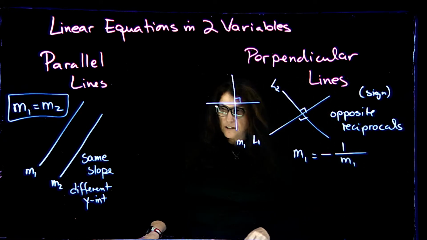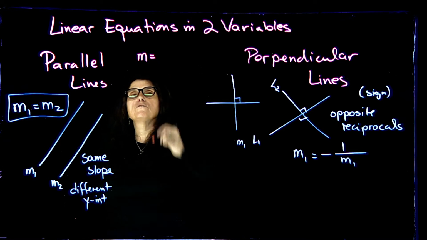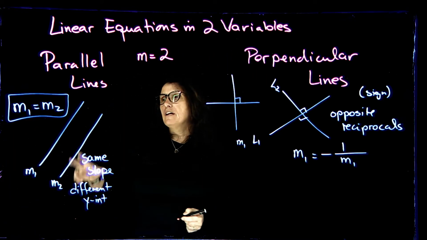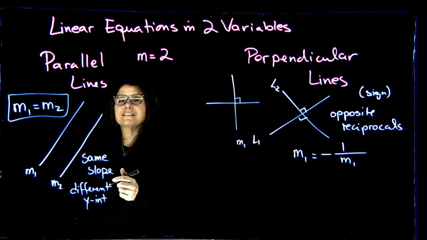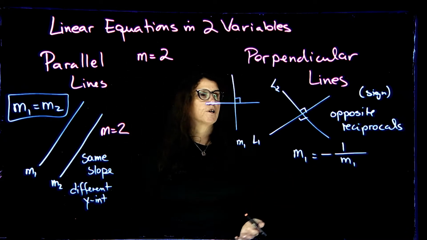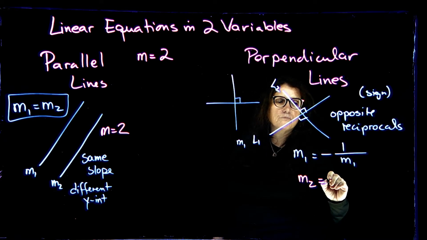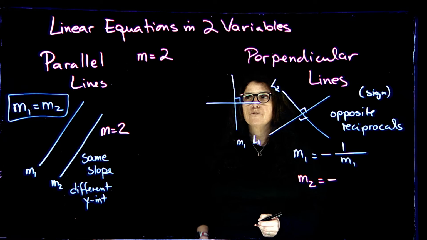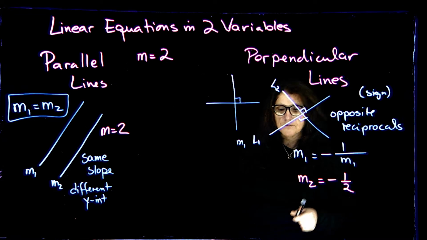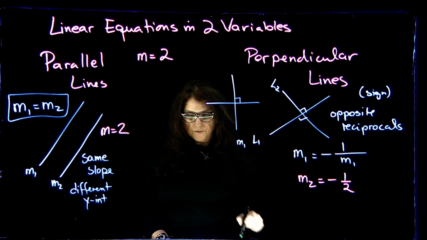So let's do an example. Pretty simple example. Let's say the slope of one line is, I don't know, 2. If our second line is parallel, the slope is 2 as well. If it's perpendicular lines that we're looking for, then our second slope would be negative. What is the reciprocal of 2? 1/2. Opposite reciprocal.